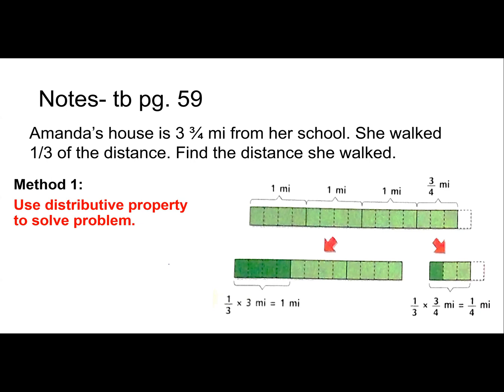Okay. Amanda's house is 3¾ miles from her school. She walked 1/3 of the distance. Find the distance that she walked. Okay, we're going to learn 2 different ways to solve multiplication problems. One is going to be using distributive and 1 is going to be using mixed numbers, okay? So method 1, I want you to write down, use distributive properties to solve the problem. You guys remember distributive property? Go ahead and write in your notes what you see up there in the red text.